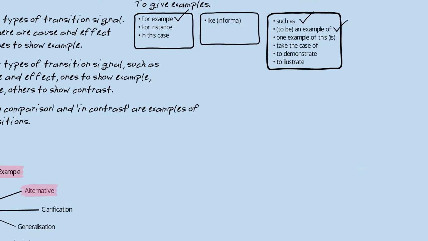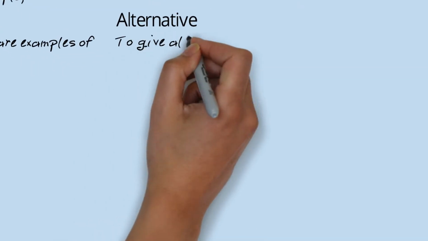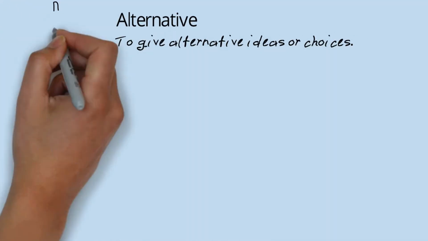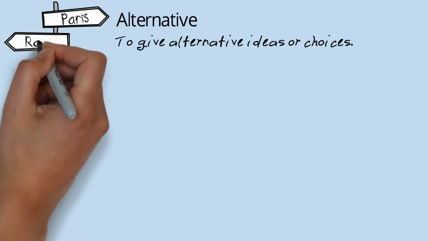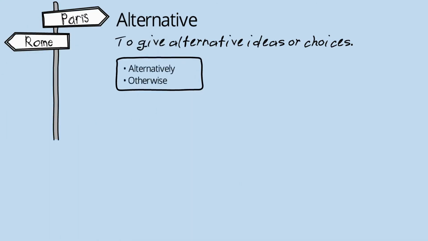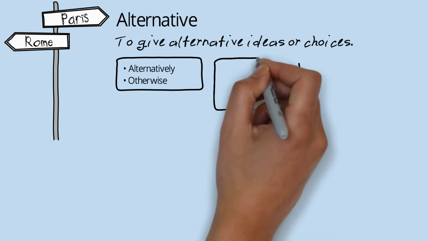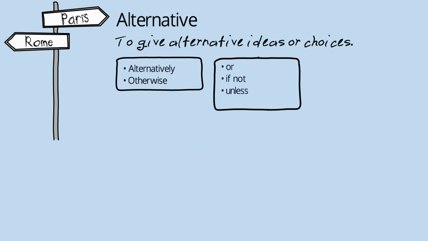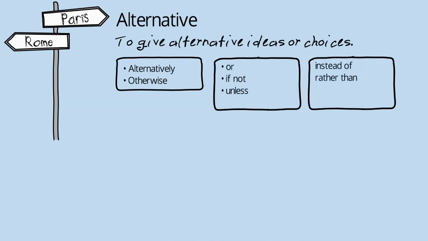Next, let's look at transitions to show alternatives. So alternative transitions are used to give alternative ideas or choices. So sentence connectors: alternatively, otherwise. Clause connectors: or, if not, unless. And other transitions: instead of and rather than.